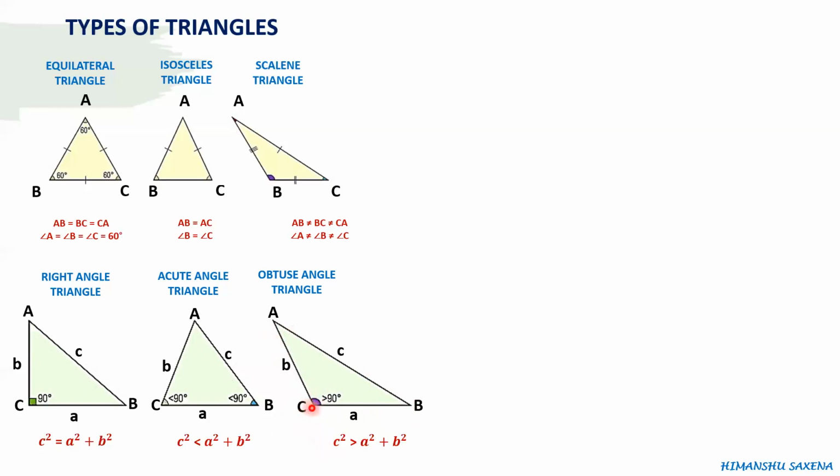In an obtuse angle triangle, this side C is the biggest side because this is opposite to the obtuse angle. So C square is greater than A square plus B square. So here the square of the greatest side, the square of the biggest side, would be greater than the summation of the squares of the other two sides. So c square is greater than a square plus b square.